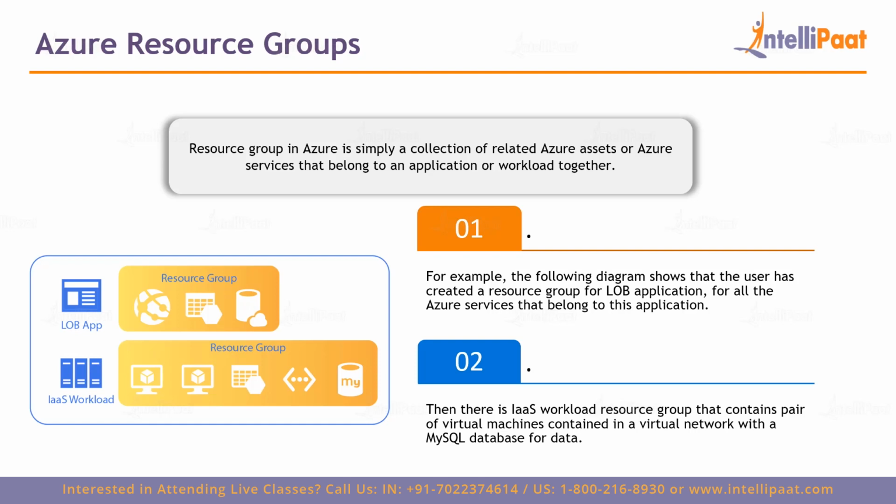That's what is given here. For example, the following diagram shows that the user has created a resource group for a LOB application. All the Azure services that belong to this application will be inside this resource group. And next one is an IaaS workload, that is infrastructure as a service workload. There is an IaaS workload resource group that contains a pair of virtual machines contained in a virtual network with a MySQL database. These are two different resource groups. They are trying to convey the same thing using an example. There are two resource groups used for different applications so that you can easily differentiate them.